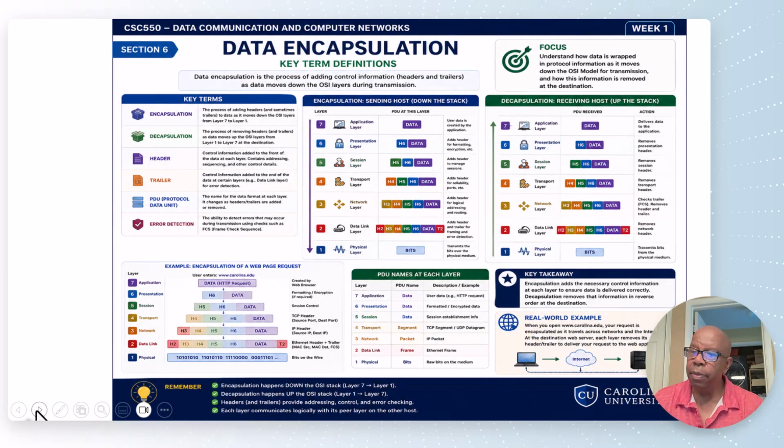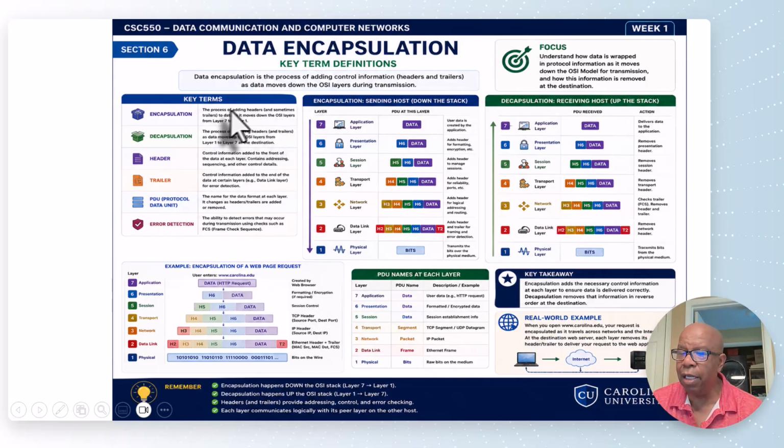Data encapsulation. Okay, data encapsulation is the process of adding control information, headers and trailers as data moves down the OSI layer. Later on, you see also as it moves down the TCP/IP layer. But here's the definition of encapsulation: the process of adding headers and sometimes trailers to the data as data is moved down the OSI layer.